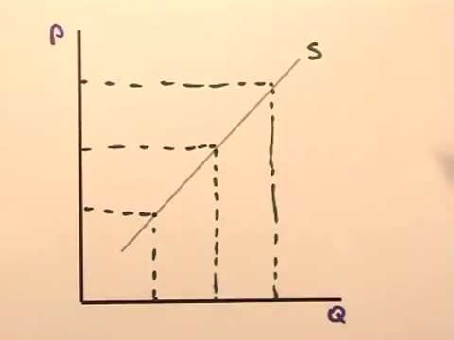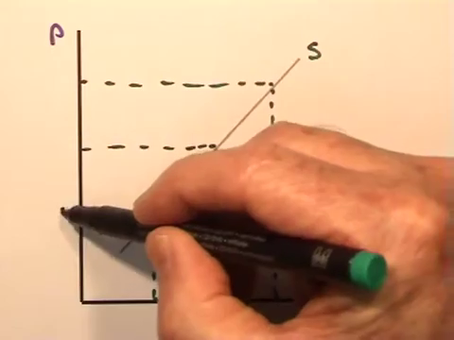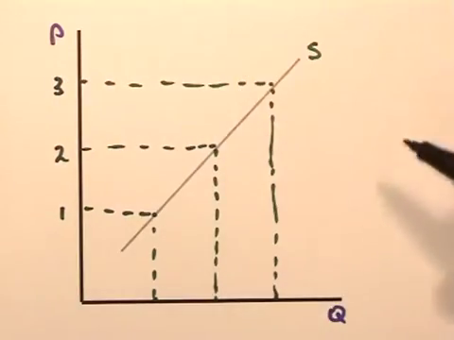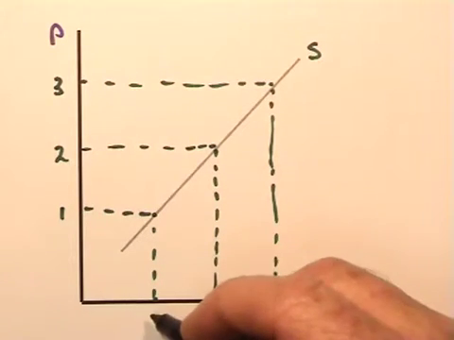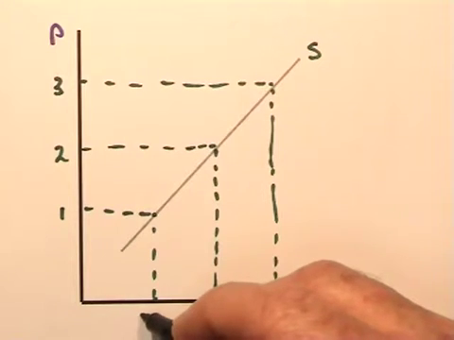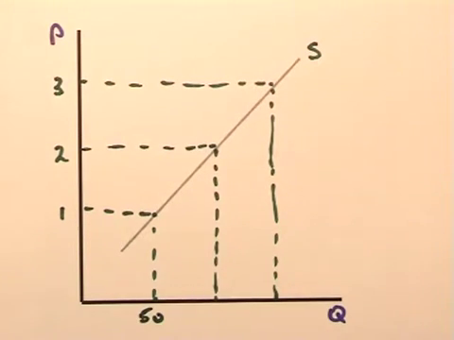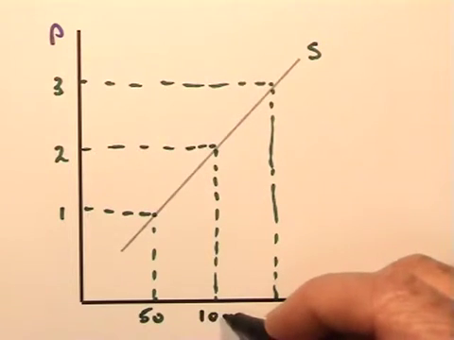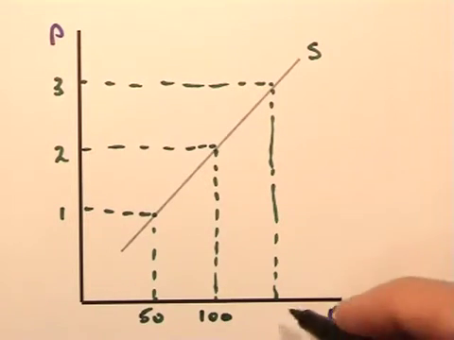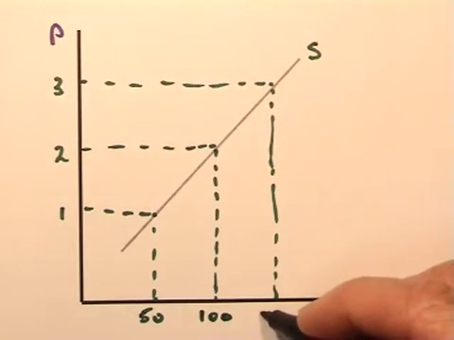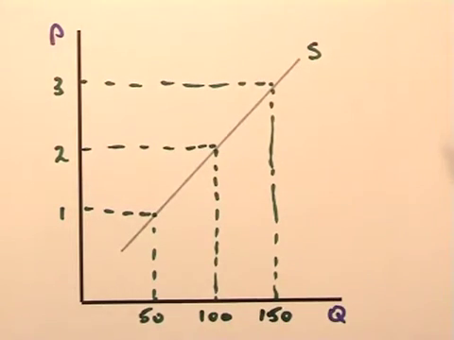So if we use this graph and we look at price points again at $1, $2 and $3, we can see that on this occasion, as you move up that curve, we have a situation where at $1, a producer is only prepared to supply 50. At $2, a producer might be prepared to supply 100. And at $3, you can see that a producer decides that this is pretty good. He's going to supply 150.